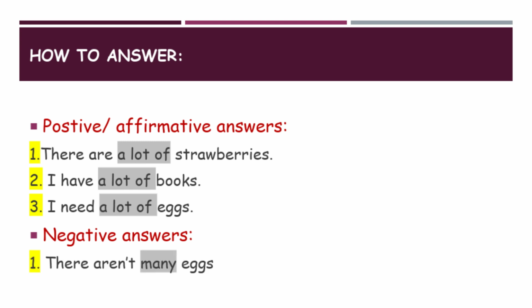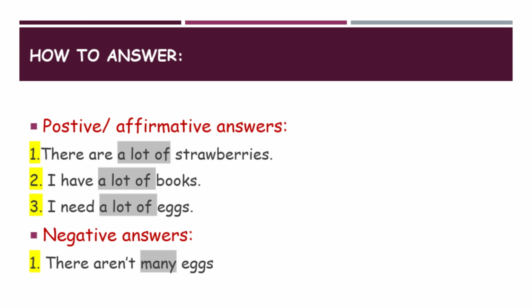And the negative statements, we can say there aren't many eggs. There aren't many eggs. So as you can see here, we use a lot of for positive answers, and we use many for negative answers. And of course, the verb has to be conjugated in the negative form. That's why they're negative answers, okay?